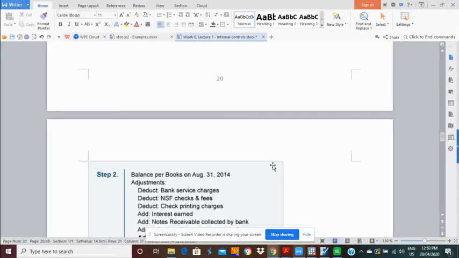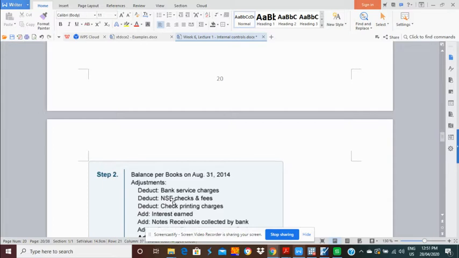After you made adjustments, as a second step, you need to do adjustment. So you will have the opening balance, and then you will subtract the charges. Why? Because the bank already recorded these charges, but you did not record them yet. So therefore, you must correct them.